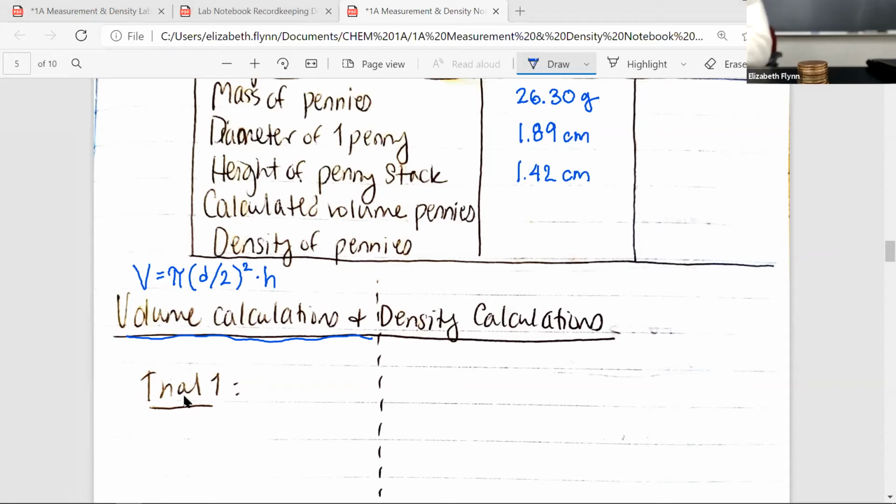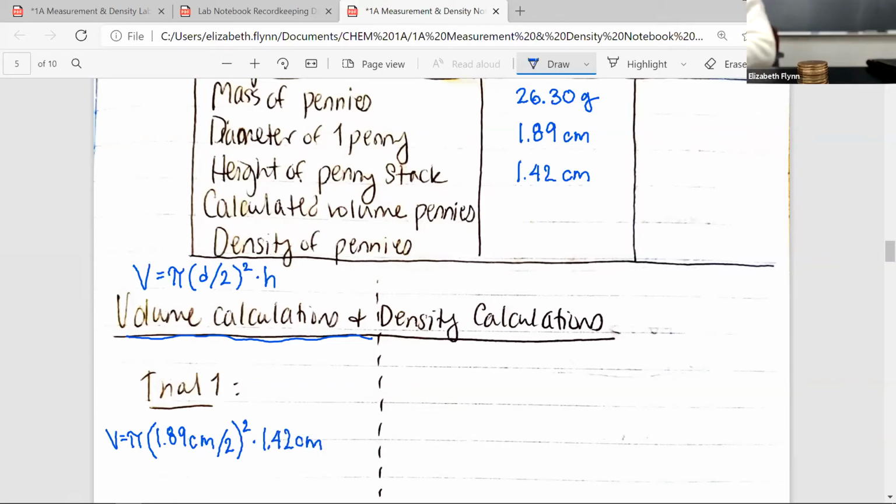So we've got pi times the diameter over 2, so 1.89 over 2. And we're going to square that first and then multiply that by the height of 1.42. And let me actually place in my units there so we can keep track. So 1.89 centimeters divided by 2 squared times 1.42 centimeters, which is the height, right?